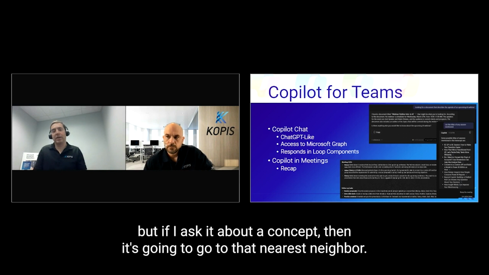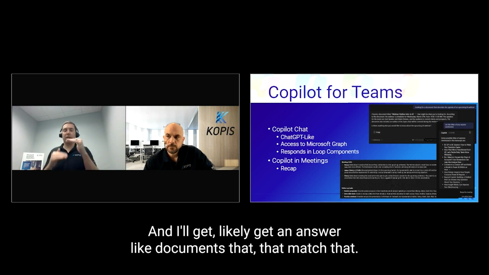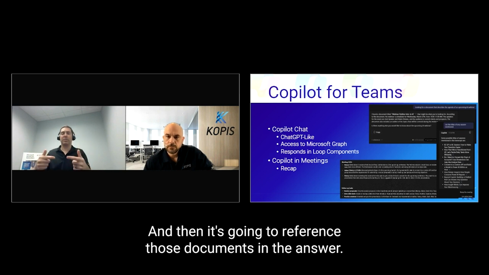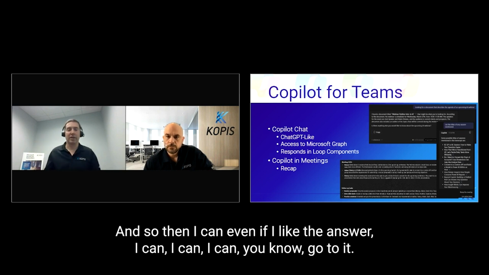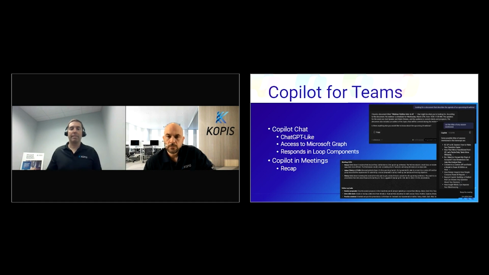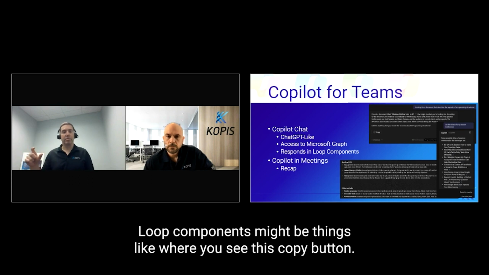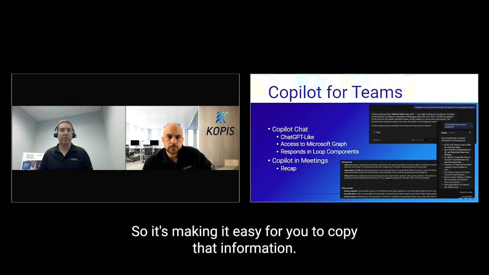But if I ask it about a concept, then it's going to do that nearest neighbor, that similarity lookup, and I'll likely get documents that match that, and then it's going to reference those documents in the answer. And if I like the answer, I can go to it. The reference is there, you can go to it. So that's really cool. It also sometimes will respond with the new Loop components. Loop components might be things like where you see this copy button.